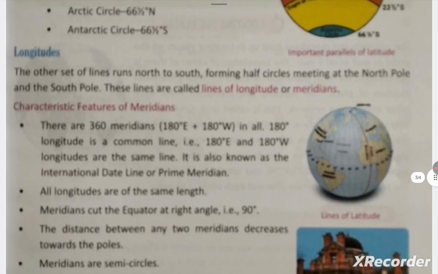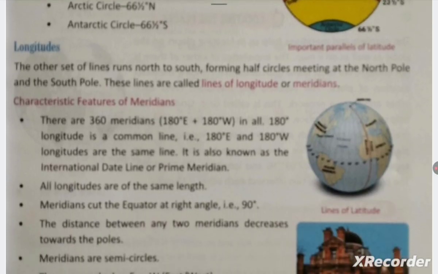Longitudes. The other set of lines runs north to south, forming half circles, meeting at the North Pole and the South Pole. These lines are called lines of longitude or meridians.